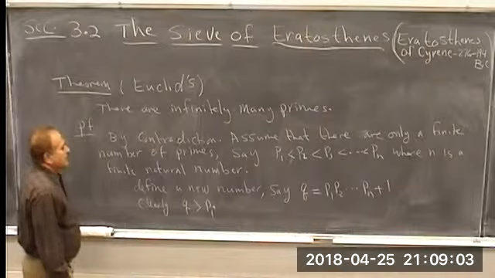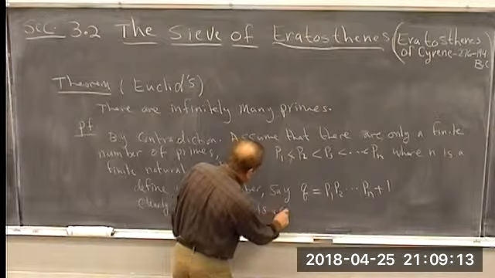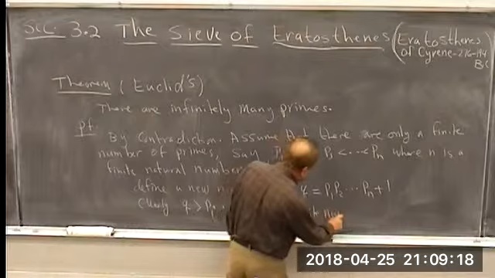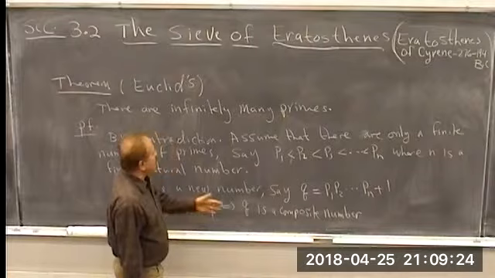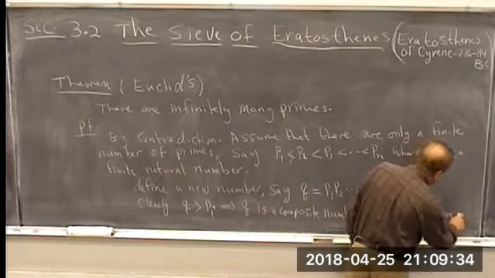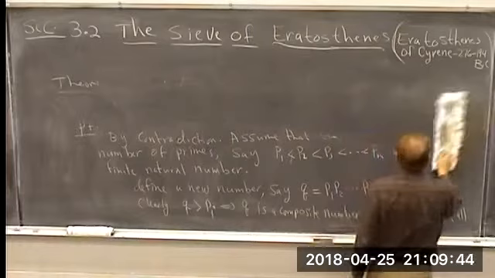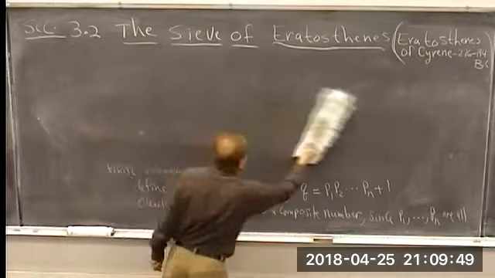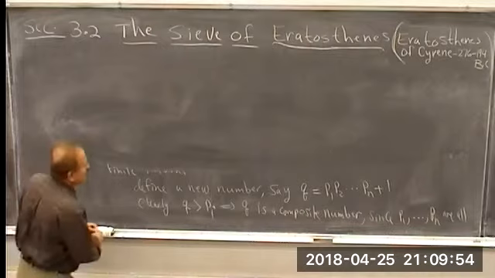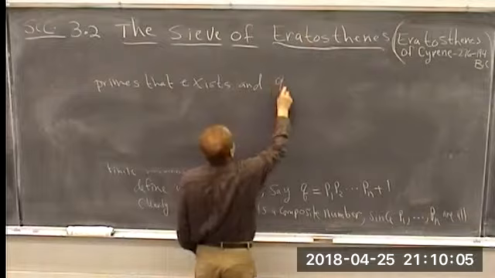So this implies that Q is in fact a composite number. And the reason for that is because P1 up to Pn are all the primes, by our assumption, right? All the primes that exist, supposedly, and Q does not equal any one of them.